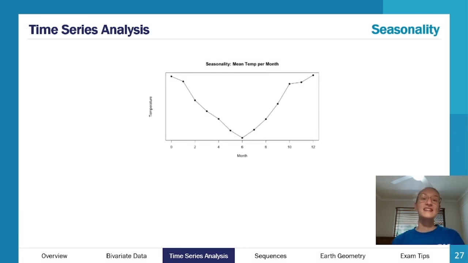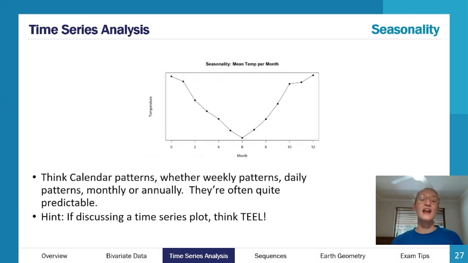The next one, seasonality, same graph that we were looking at a little bit earlier. So seasonality is any patterns that we see with calendar related periods. So if there's a weekly pattern, a daily pattern, or a seasonal pattern, that's all what we're looking at. Patterns with seasonality are often quite predictable.